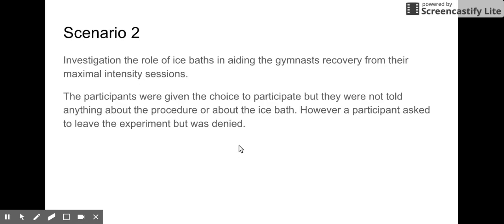So scenario 2 was an investigation into the role of ice baths in aiding gymnasts' recovery from their maximal intensity sessions. The participants were given the choice to participate, but they were not told anything about the procedure or about the ice bath. However, a participant asked to leave the experiment but was denied this.